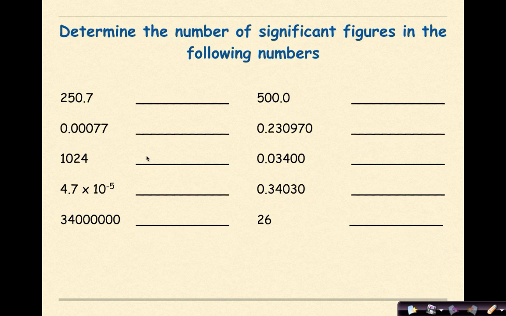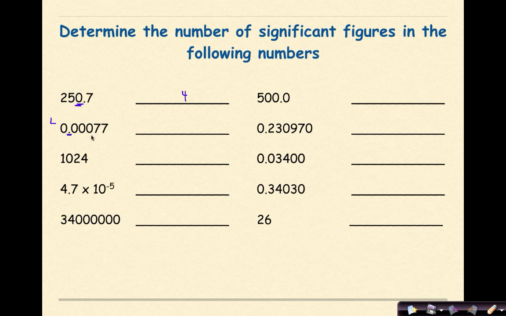So let's do some practice here. Determine the number of significant figures in the following numbers. I look at this first number, 250.7. This 0 here is surrounded by non-zero numbers, which means that everything's significant. So the answer here would be 4. In this next one, the decimal is present, which means I'm going to start on the left-hand side.